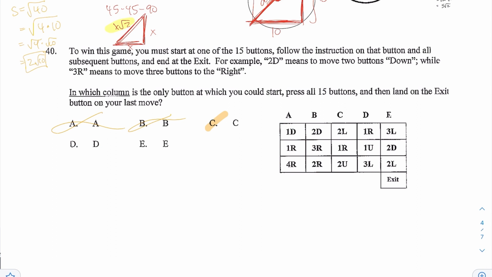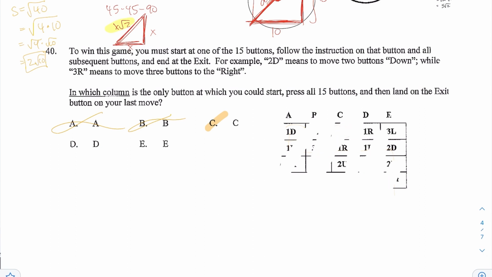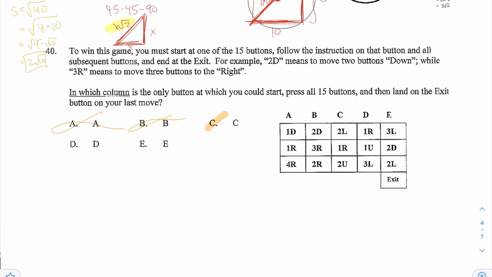So for choice C, you start here. You go 2 left. And then remember, this is the same thing with column A. You win that way. All right, for C in the middle column, you start here. Go 1 right. Go 1 up. Go 1 right. Then go 3 left. Then go 2 left. And then here you go down 1 to the right, 3 to the right, and then 2 down. Again, you skipped a whole bunch of buttons.